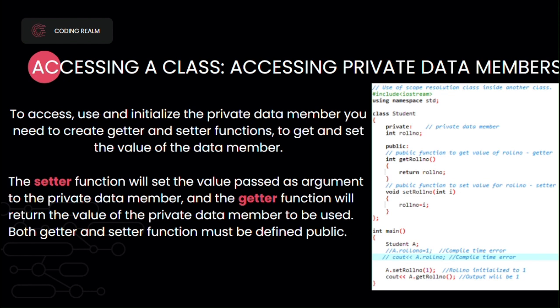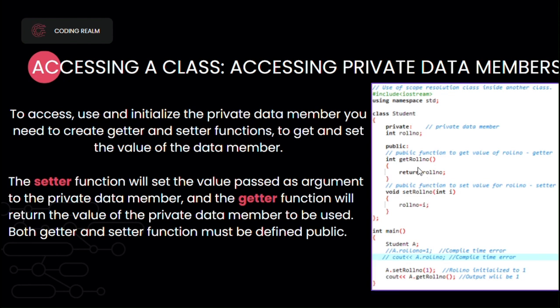Now accessing private data members. To access and initialize the private data members, you need to create getter and setter functions to get and set the value of the data member. The setter function will set the value passed as an argument to the private data member, and the getter function will return the value of the private data member to be used. Both getter and setter functions must be defined in public.